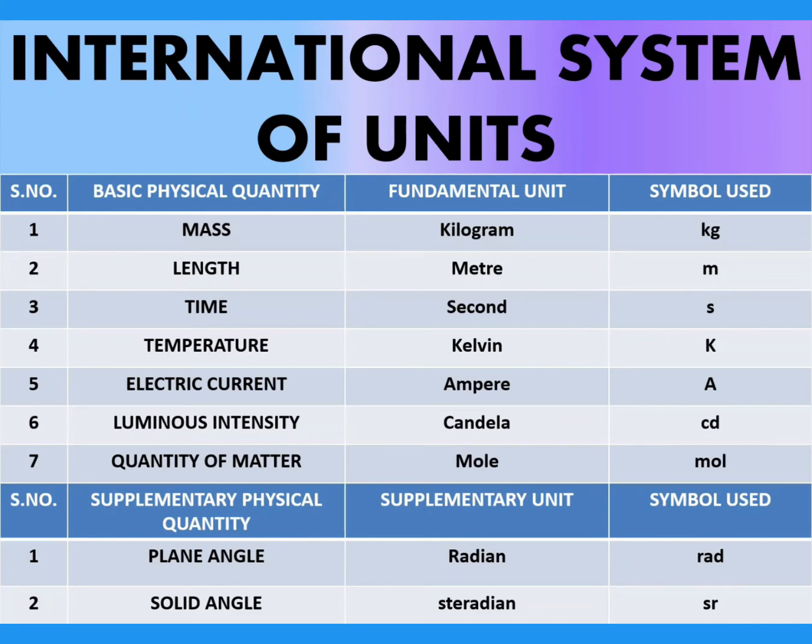Now there are 2 supplementary units. Radian is the unit of plane angle, which is represented by the symbol small rad. Then steradian is the unit of solid angle, which is represented by the symbol small sr.